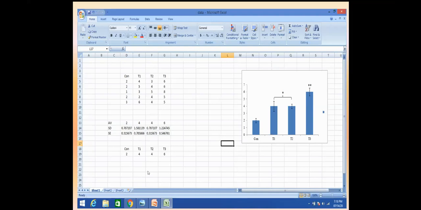and through the stars I have shown the significance level. That is, control with T1 and T2 show significant difference, and that significant difference may be less than 5%. But control and T3 may be less than 0.001 or even less than 0.01%. So on that very basis, you can show which of the groups are showing significant difference, which are showing highly significant difference. So your entire data gets depicted in this particular form.